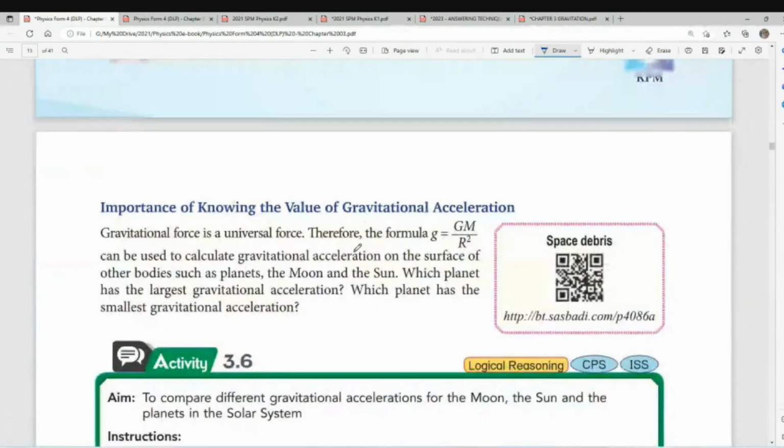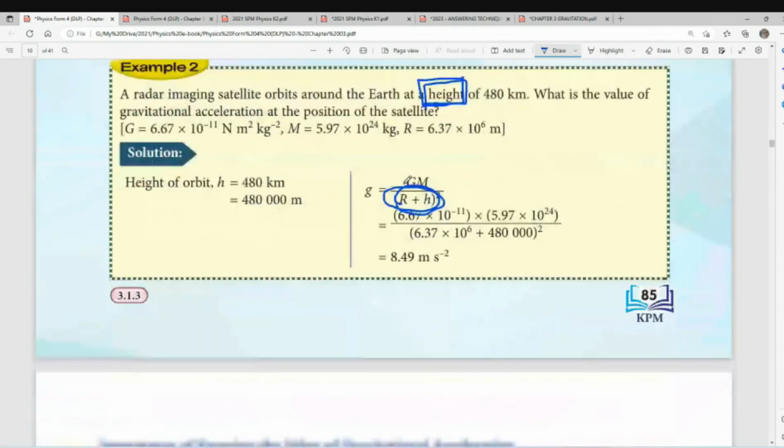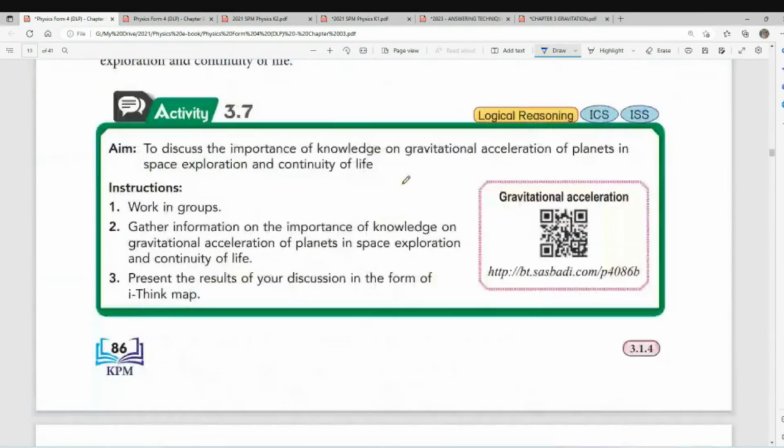So the next one, I just want to alert you about the terms given. When you mention the term height, when talking about the height, it means above the surface of the planet. So make sure your formula substitution must be R plus H, and only then you square it. So you must be alert about this.